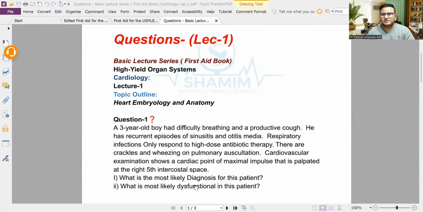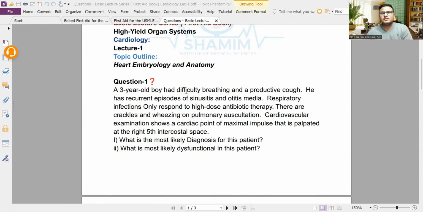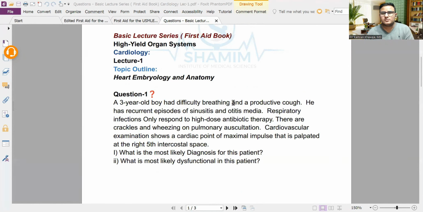Okay, thank you. Excellent, excellent. So this is actually a question of Kartagener syndrome, which is primary ciliary dyskinesia. One of the most important signs and symptoms is recurrent episodes of sinusitis and otitis media. The respiratory infections only respond to high-dose antibiotic therapy because these are recurrent and not controlled with a low dose. There are crackles and wheezing because of a pneumonia-like condition, and an asthmatic condition also has wheezing. So it creates crackles and wheezing.